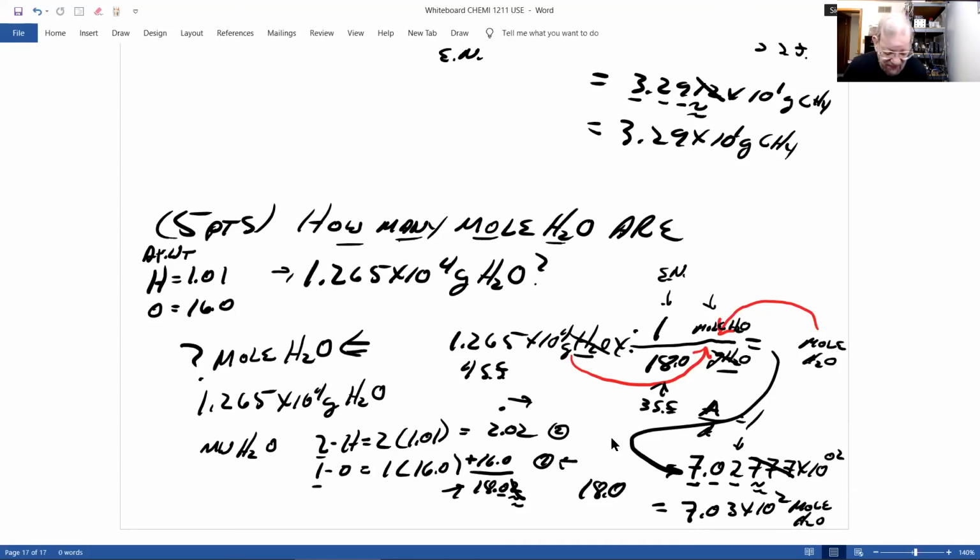Now, important public service announcement, show your work. What if you didn't show any work and you put down 7.03 times 10 to the squared, and you didn't show any work? You're going to get 0 points. If you show all this work and you make a mistake like add something wrong here or put in the wrong number there, if you show your work, I'll only take off 1 point for a math error.